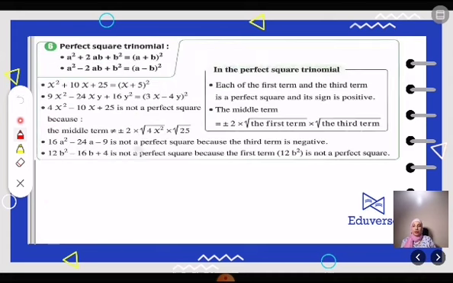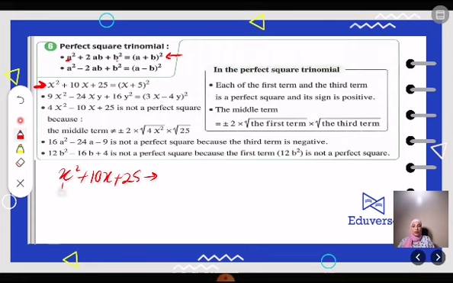Another form of factorization here, the perfect square trinomial. The perfect square has 3 terms, and the first and the third should be positive, and factorizing it is like this form here: 1 bracket all to the power 2, square root of the first plus or minus square root of the third. Okay, for example here, like x to the power 2 plus 10x plus 25. How to factorize it?